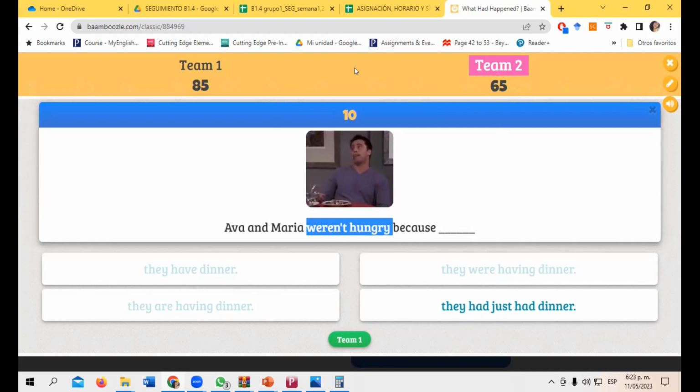Es que en español es diferente, ¿no? Este tiempo está en presente. Aquí estamos hablando de ellas no tenían hambre en el pasado porque ellas ya habían comido. Eso es el pasado del pasado. ¿Ok? Entonces, lo correcto sería el had, ¿ok? Teacher, podemos decir el presente, ellas comen, no. Eso se traduciría como ellas habían tenido una cena. En la respuesta, sí, sería ellas ya habían cenado.